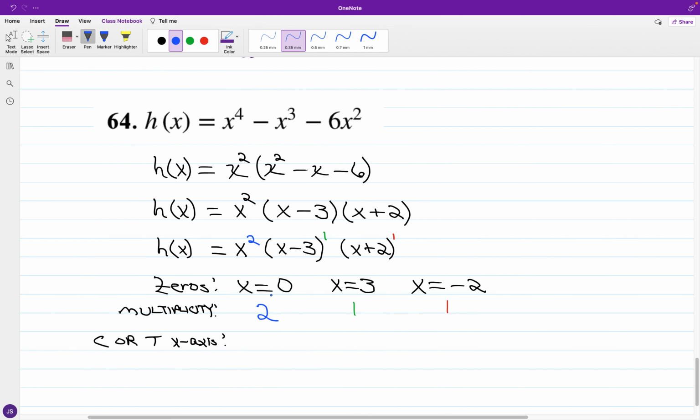And we have at x equals 0, because of the even multiplicity, the graph is going to touch at that location. And for x equal to 3 and x equal to negative 2, the graph is going to cross.